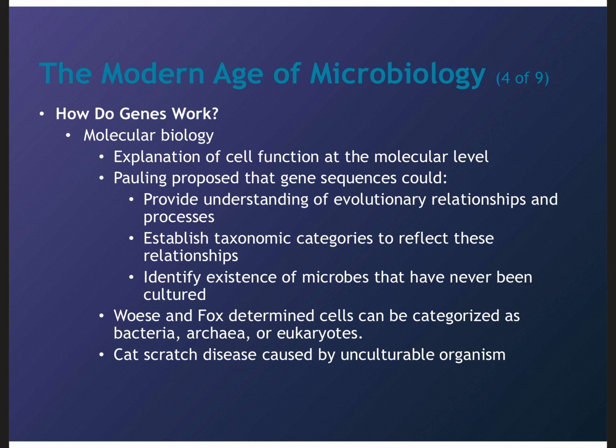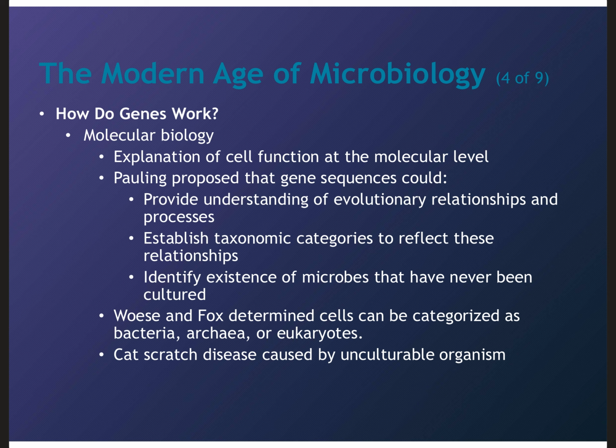So Pauling proposed that a gene sequence could provide an understanding of evolutionary relationships and processes, right? And so this is one of the ways that we've started to change the taxonomy that we see. As we sequence more and more genomes, we're finding out that different things are related, right? We used to look at their outward traits, right? Now we look at their genes, right? So this is one of the reasons why they have said, what's it called, birds and reptiles are more closely related than we think, right? They're very, very closely related, in that dinosaurs probably had feathers, right? So that's where they're getting that from.